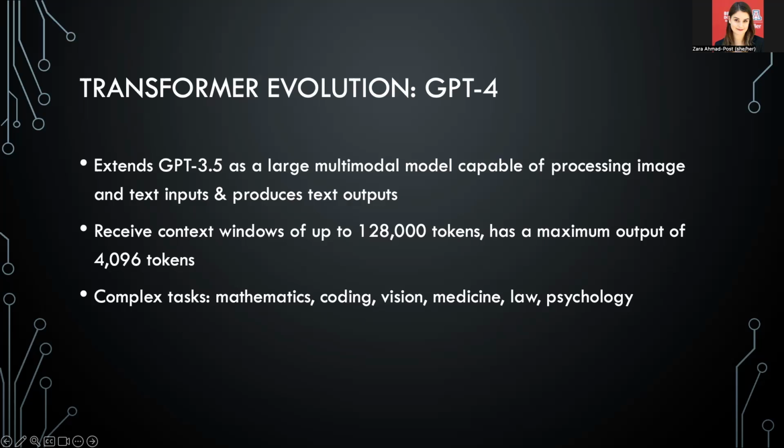GPT-4 has a context window of up to 128,000 tokens. So you can feed it 128,000 tokens at a time, and it'll still perform, which is nuts. The maximum output right now is around 4,000 tokens. It can also approximate achieving complex tasks like mathematics, coding, generating code, and machine vision. It can approximate performing well with law documents and psychology documents, things like that. And that's without RAG on top of it. It's vanilla GPT-4.